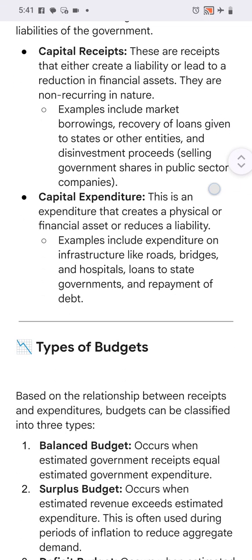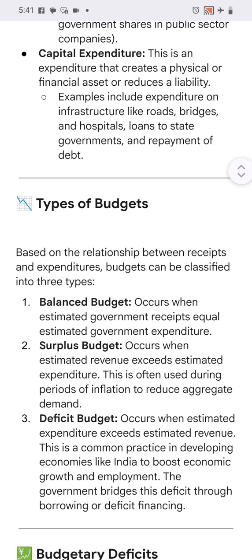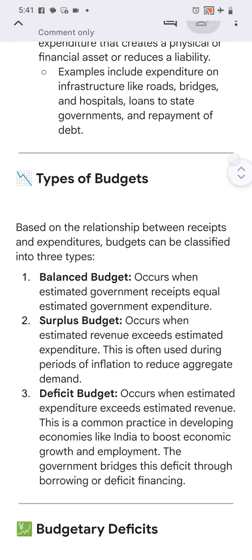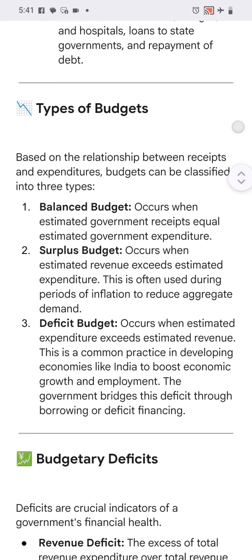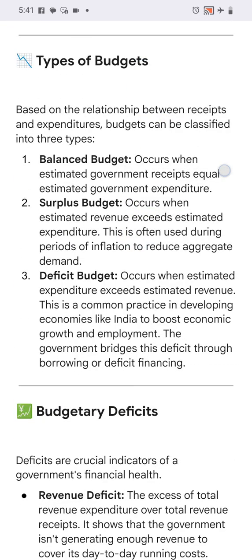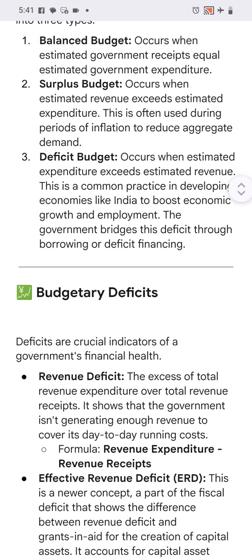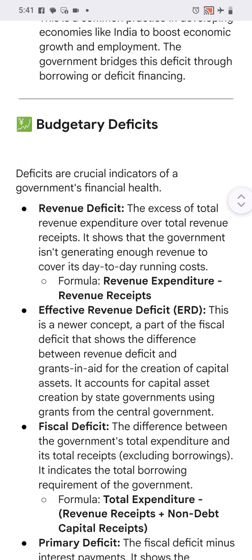Now, let's look at types of budget. Balanced budget, where government receipts and government expenditures equal each other. Surplus budget, where revenue exceeds expenditure. Deficit budget, where expenditure exceeds revenue. Budgetary deficits: revenue deficit, effective revenue deficit, fiscal deficit, and primary deficit.